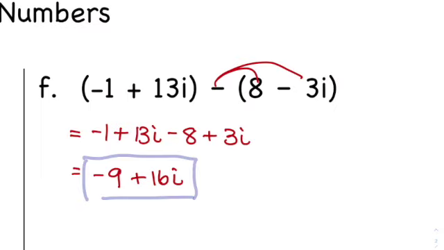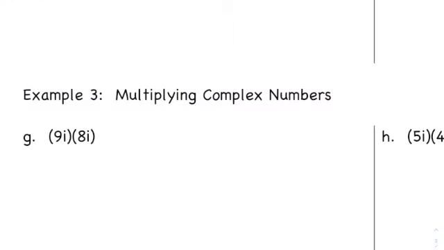All right, try it. For letter F, I just distribute the negative sign, and that's going to be negative a plus 3i, and negative 1 and negative a gives me negative 9, plus 13i and plus 3i gives me positive 16i. Example number 3, now we are multiplying complex numbers.